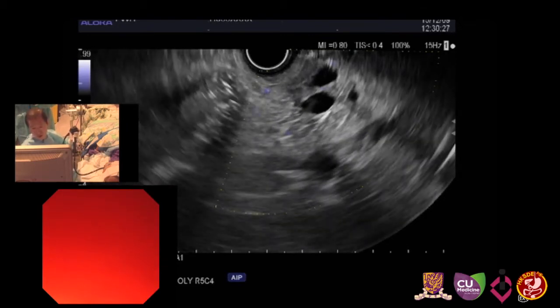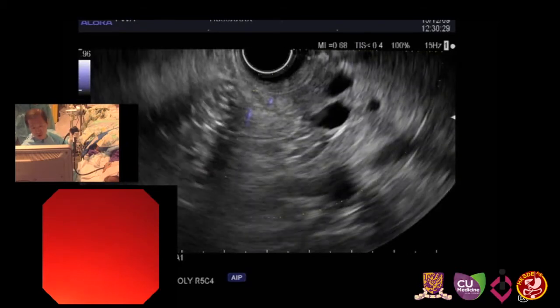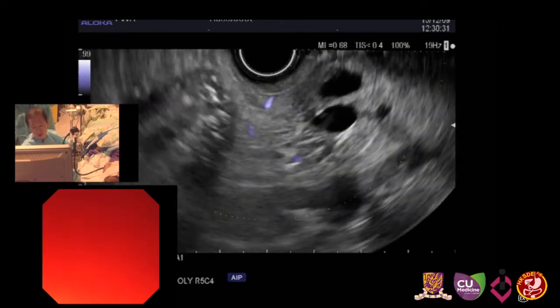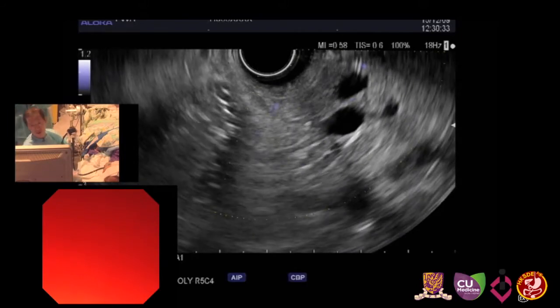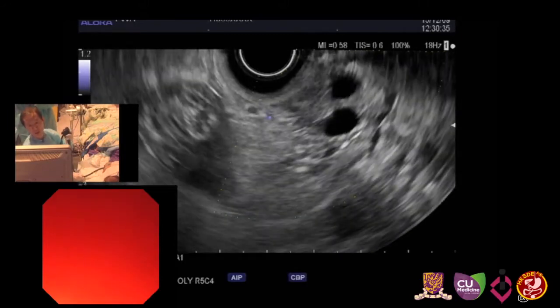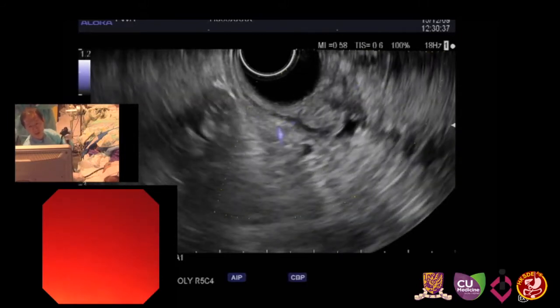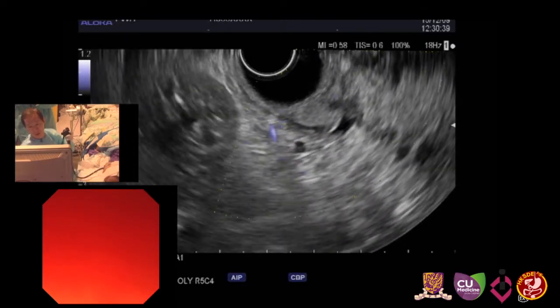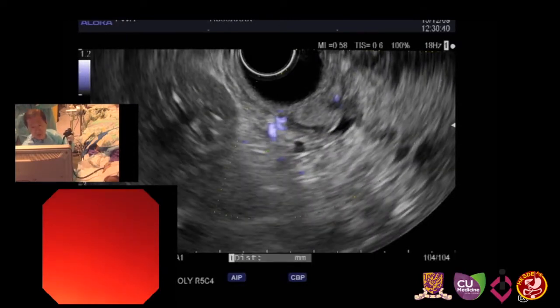Now I will use a little bit of zoom to see a little more clearly and increase the frequency to get a better image. This area is suspicious area. This area, this is just the starting point of the mass, I think, this one. This is not the whole mass, but anyway, this area is starting point of ampullary mass.